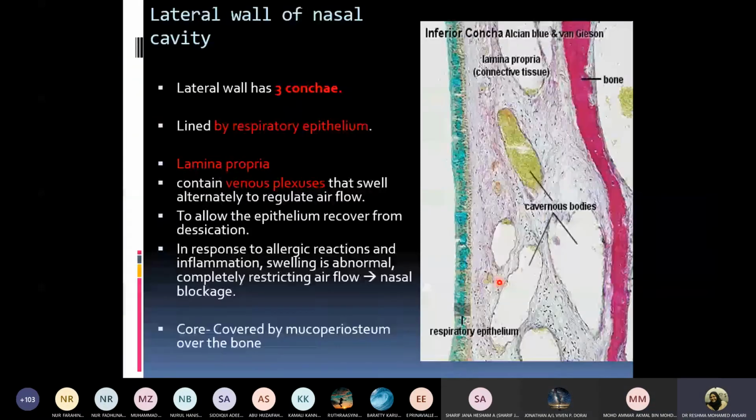So now I'm going to the lateral wall of the nasal cavity. So this is your normal nasal fossa, what we saw. Now I'm going to the area where the conchae or the bones are present. So the lateral wall has got 3 conchae, which are again lined by your respiratory epithelium. The lamina propria has the same venous plexuses. I just want to concentrate on the figure where I call it cavernous bodies. So cavernous bodies are the venous plexuses that swell alternately to regulate airflow.